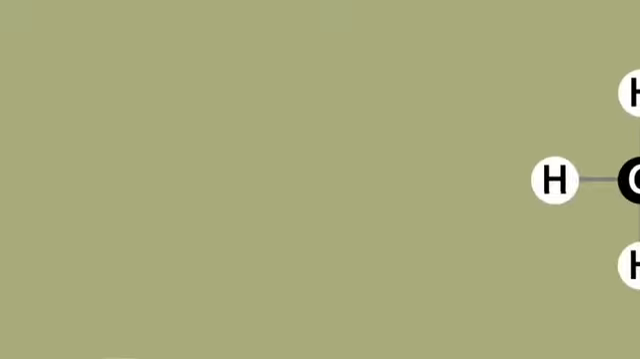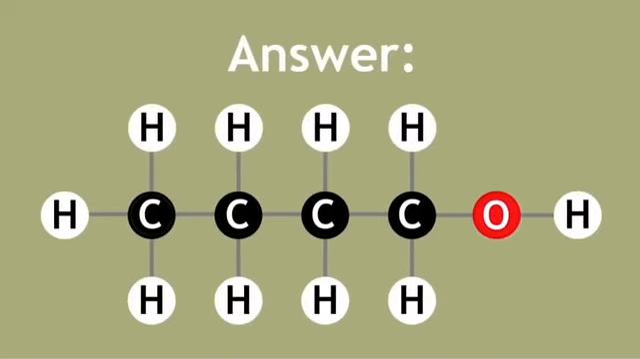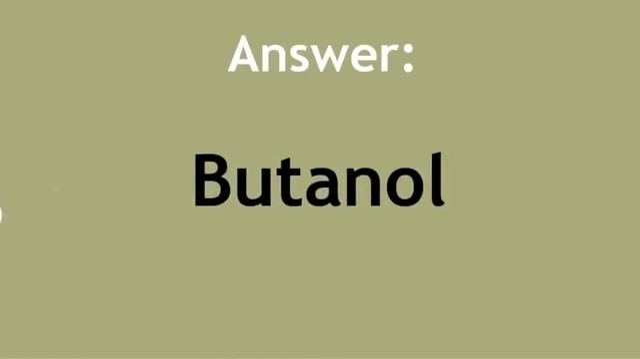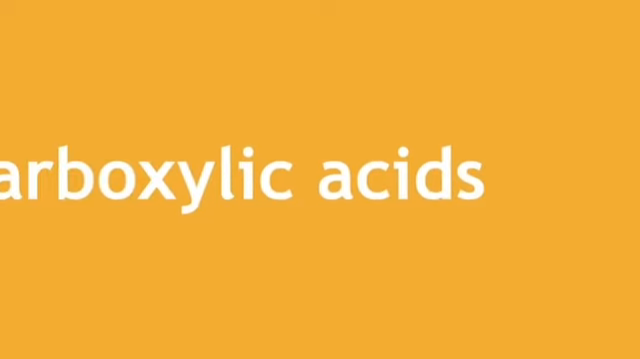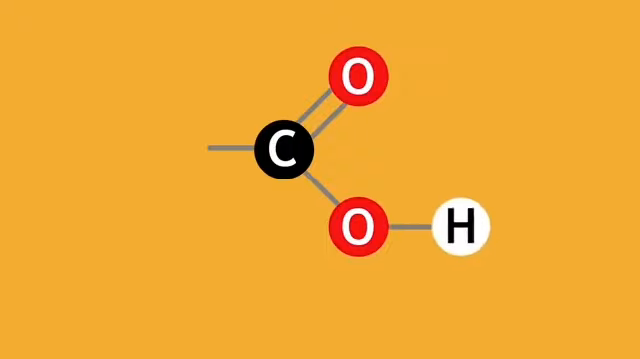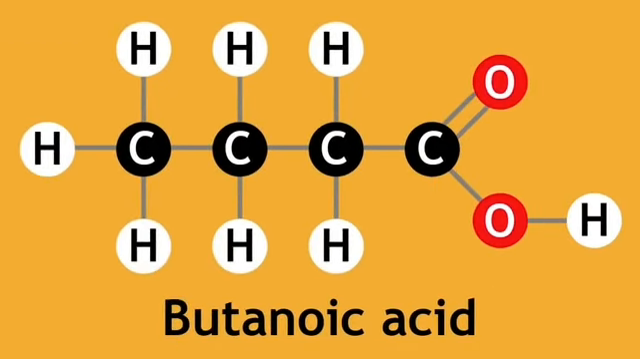Pause this video now and try to work out the name of this molecule. There are 4 carbon atoms in this molecule with an alcohol group, and so its name is butanol. The alcohol functional group means that all these compounds will react in a similar way and will have similar properties. Carboxylic acids are another example of a functional group. This is the functional group for a carboxylic acid and gives an organic molecule the name -oic acid. Methanoic acid, ethanoic acid, propanoic acid, and butanoic acid.